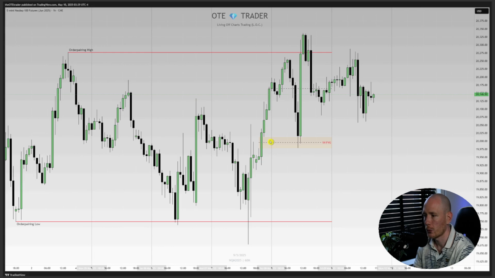Here's the key level, right? 1 hour fair value gap. We want to trade higher from the key level. It's in discount of the range. Also important, never forget about your premium and discount.